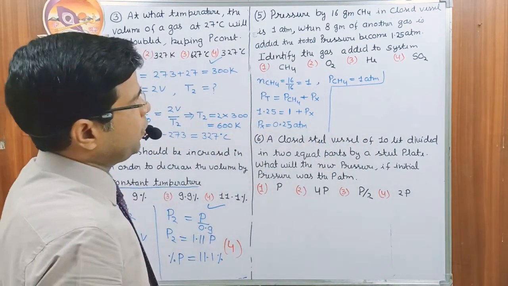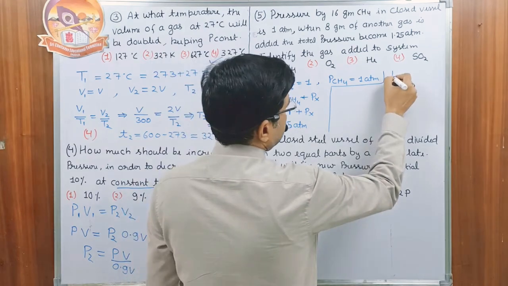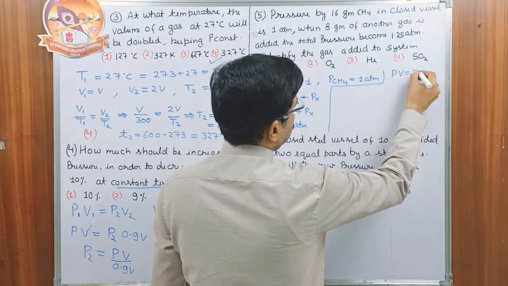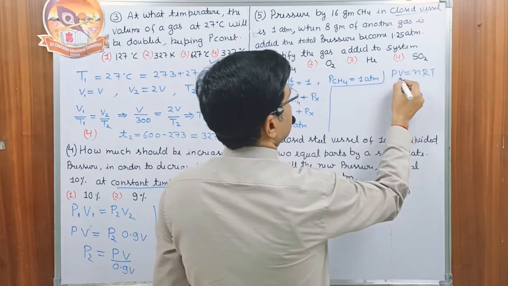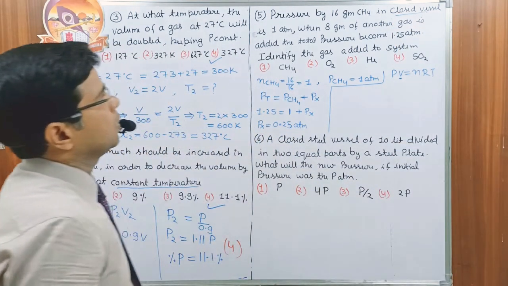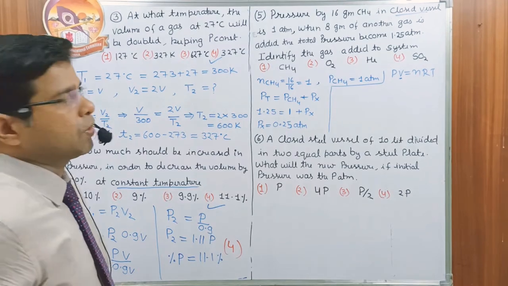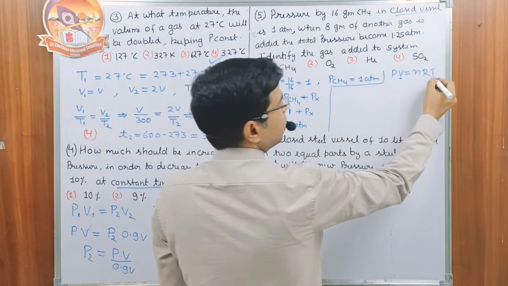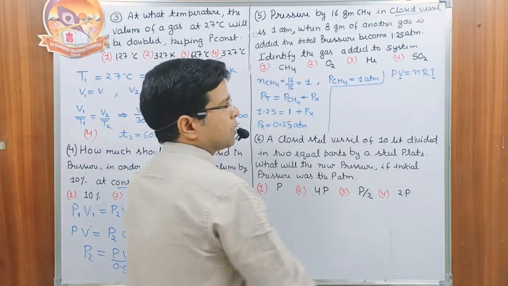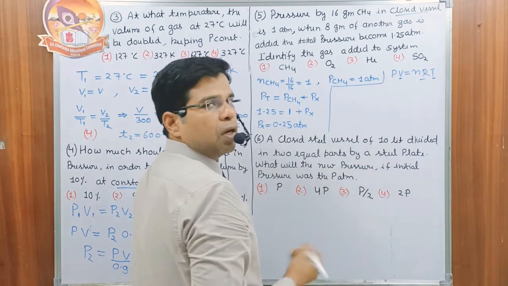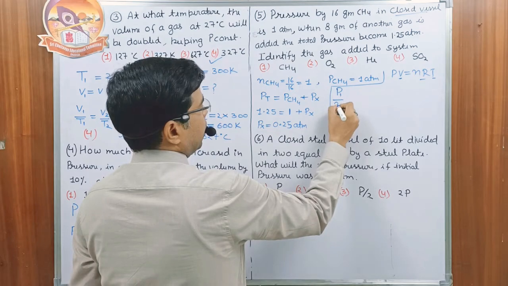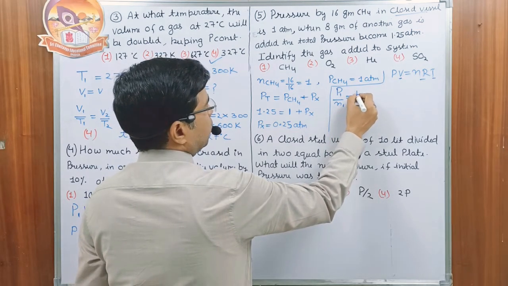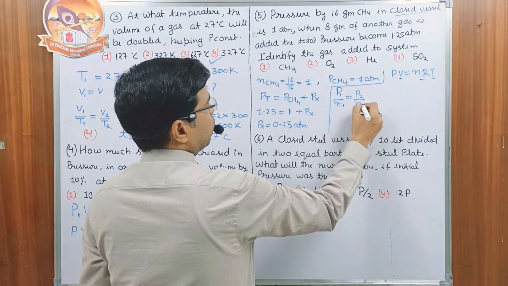Then we know the relationship. Suppose PV is equal to nRT. The container is closed, so volume has to be constant. Nothing is given about the temperature, so temperature is also kept constant, and R is also constant. So what relationship do we have? P1 upon N1 is equal to P2 upon N2.